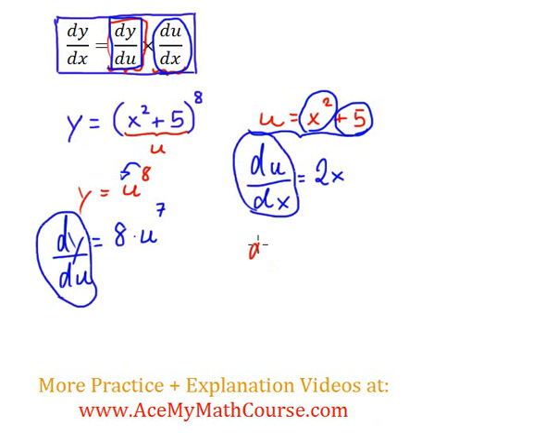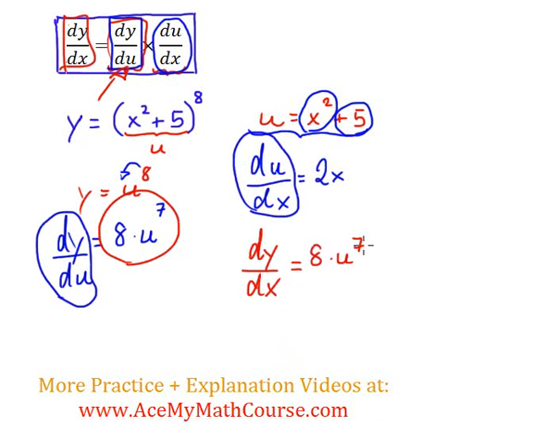Okay, and finally we want to find, of course, dy over dx. So dy over du was 8 times u to the power of 7. And we're multiplying that, I'm not, that looked like an x, but it was a times, du over dx, and that's just 2x. Okay? Now let's just simplify this a little. 8 times 2 is 16.